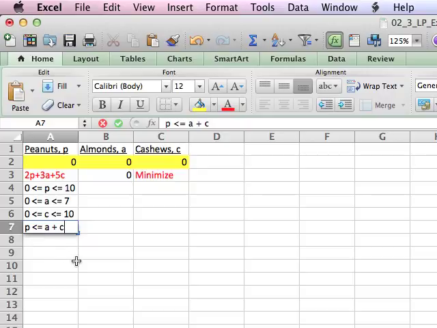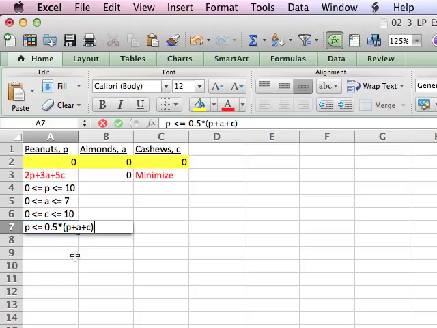But another way to think about it, I suppose, is you could do something like P is less than or equal to 50% of P plus A plus C, right? Because that would say that you've got no more than half of the total weight.